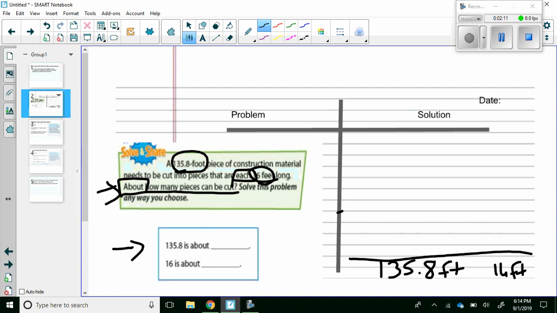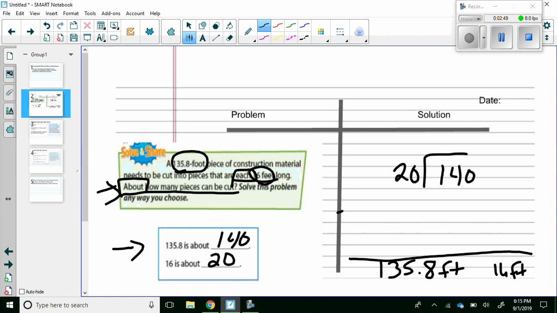135 and 8/10 is about 140, and 16 is about 20. I rounded to these numbers because, one, it is an estimate or a close number of the numbers we're working with, and then I also know it's going to be easy to divide 140 by 20 because it asked in the problem about how many pieces each are 16 feet long. So now I have an easy division problem.